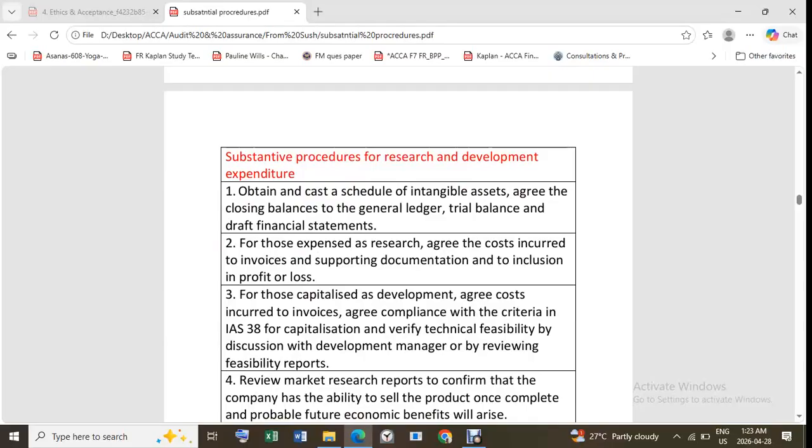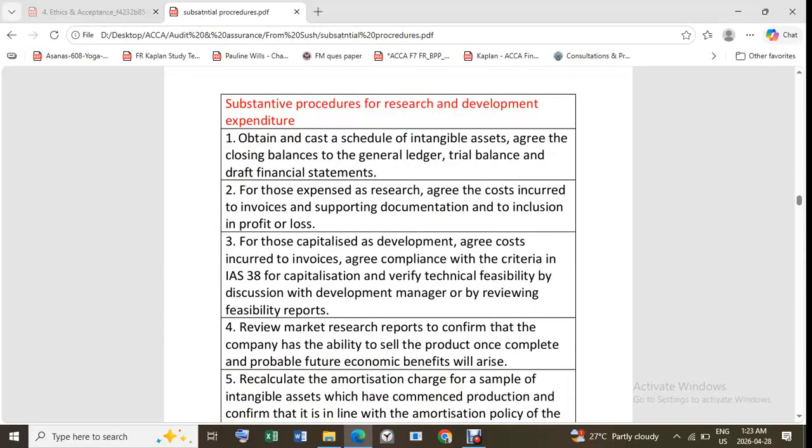Substantive procedure for research and development expenditure. Obtain and cast a schedule of intangible assets and agree the closing balance to the general ledger, trial balance, and draft financial statements. Okay, always on any kind of expenditures or assets, first we have to obtain a schedule or a list of those assets or expenses, and then we have to compare it, whether it is matching with the general ledger, trial balance, or draft financial statements.